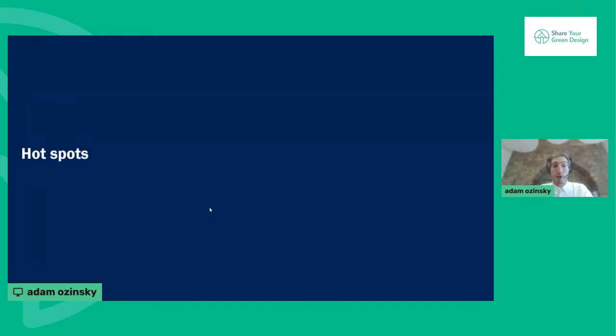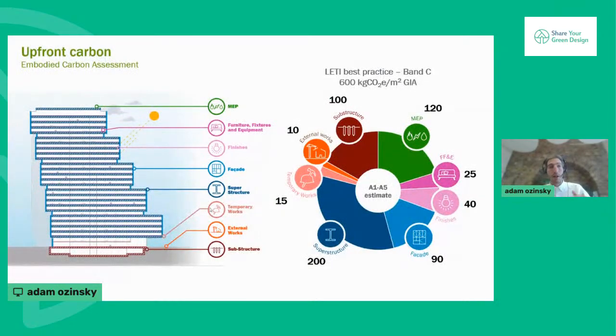I wanted to touch as well on some hotspots, what Kelly was calling the drivers, things that we're really focusing on in embodied carbon. So if you take a typical, contemporary London building, you might break it down somewhat like this on the right. And this is breaking it down into what the industry bodies deem as best practice at the moment. So about 600 kilos per square meter upfront.